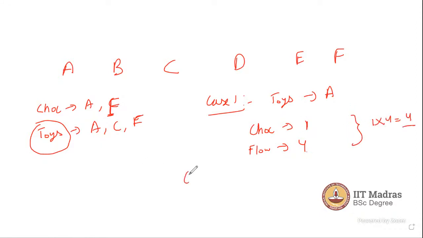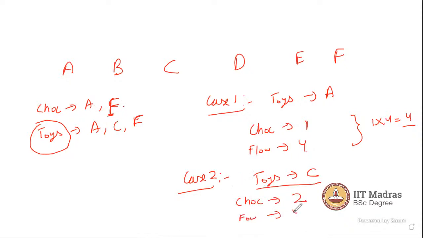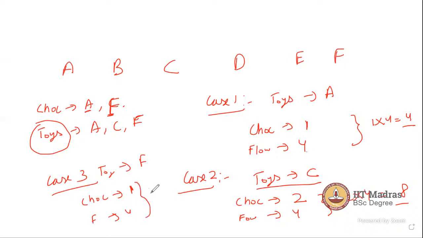4 cases. Second case, twice is given to C. In that case, chocolate can be given to either A or F. And for flower, again, we have 4, right? So 2 times 4, which is 8. Case 3, twice is given to F. So again, chocolate can be given to only one, that is A. And for flower again we have 4. So again 4 cases. So adding 4 plus 4 plus 8, again 16 in total.